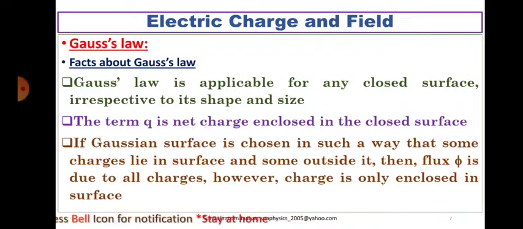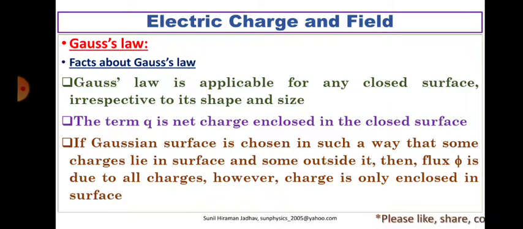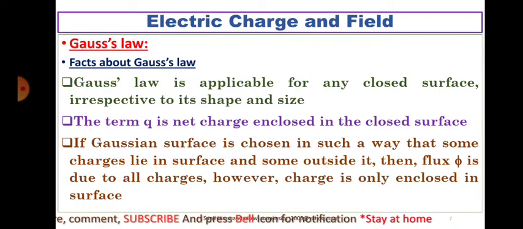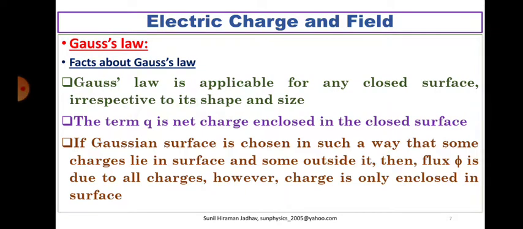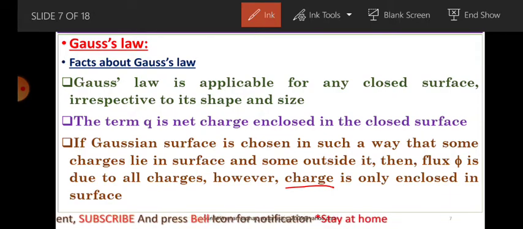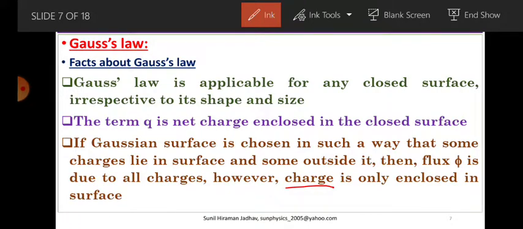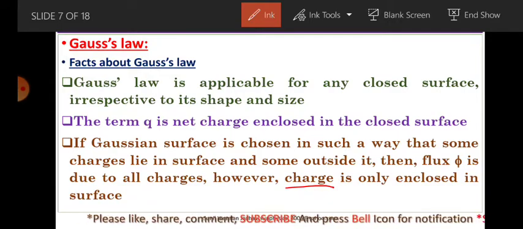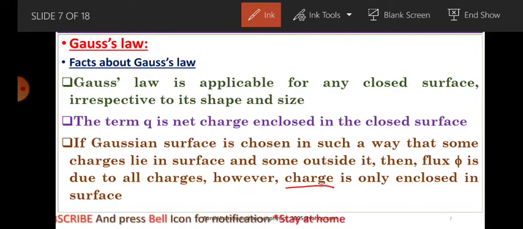Then third, if the Gaussian surface is chosen in such a way that some charges lie inside the surface and some outside it, then flux phi is due to all charges. However, charge Q is only that enclosed in the surface. This statement is very important. What is that? If the Gaussian surface is chosen in such a way that some charges lie inside and some outside, then flux phi is due to all charges. However, only the enclosed charge is counted.